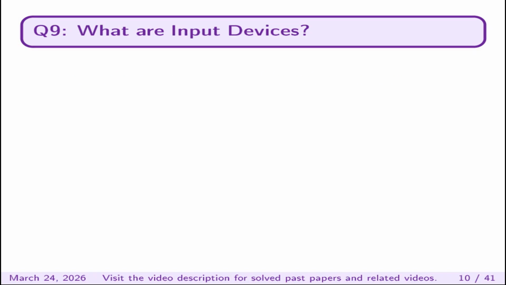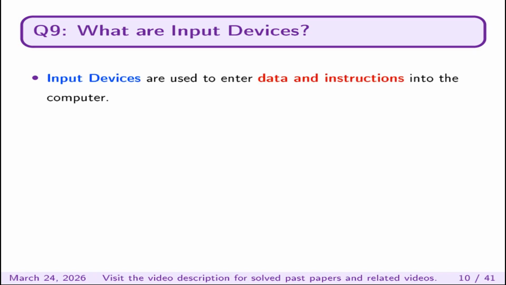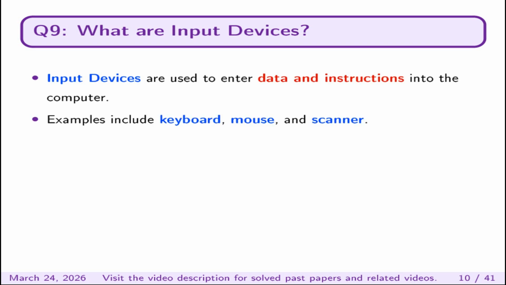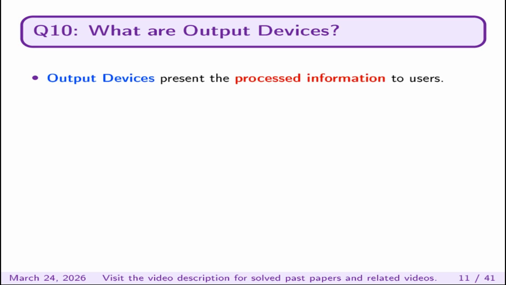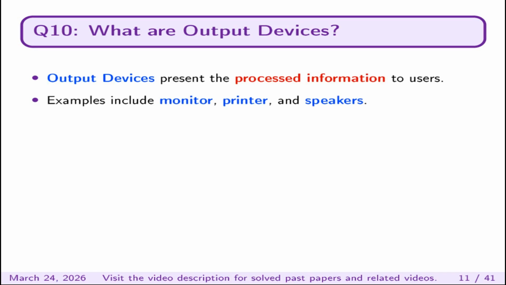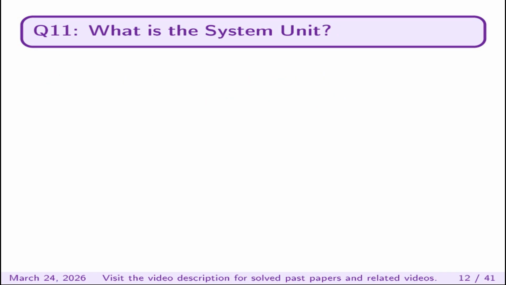What are input devices? Input devices are used to enter data and instructions into the computer. Examples include keyboard, mouse, and scanner. What are the output devices? Output devices present the processed information to users. Examples include monitor, printer, and speakers.